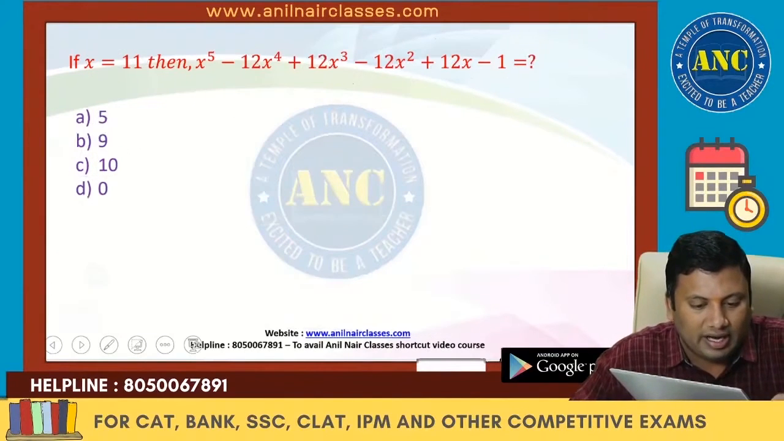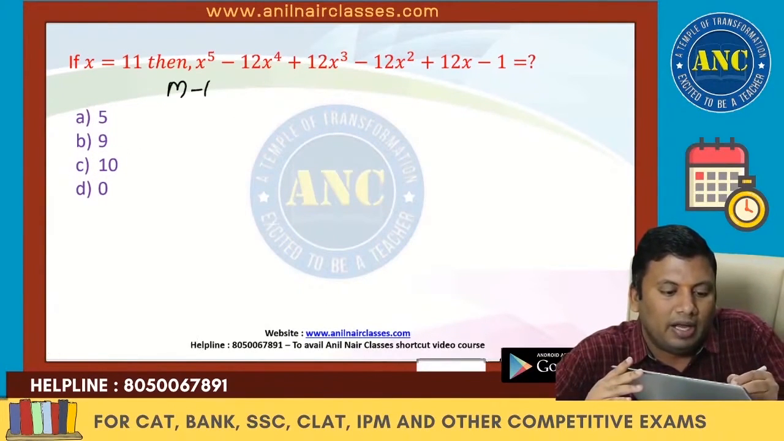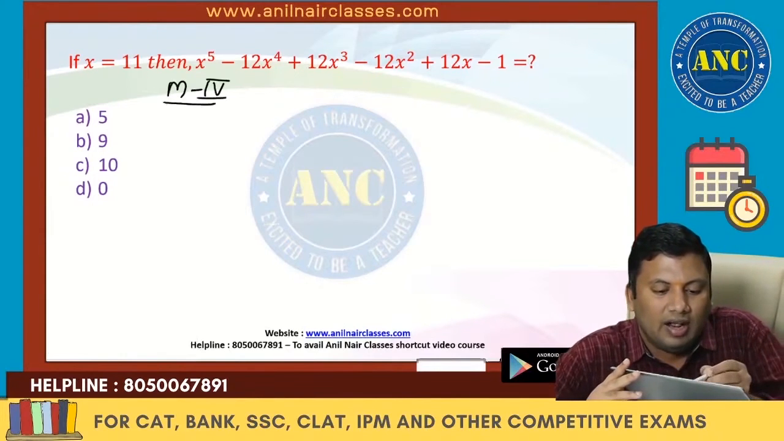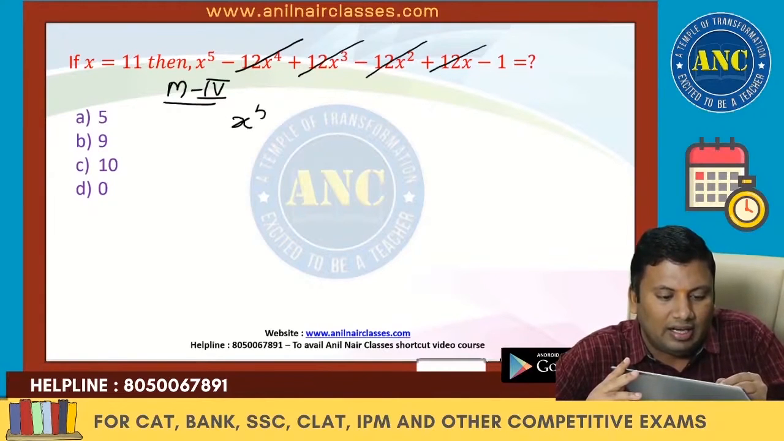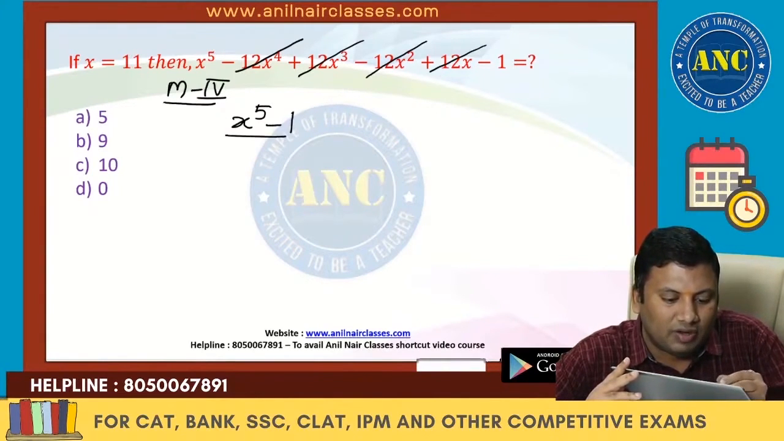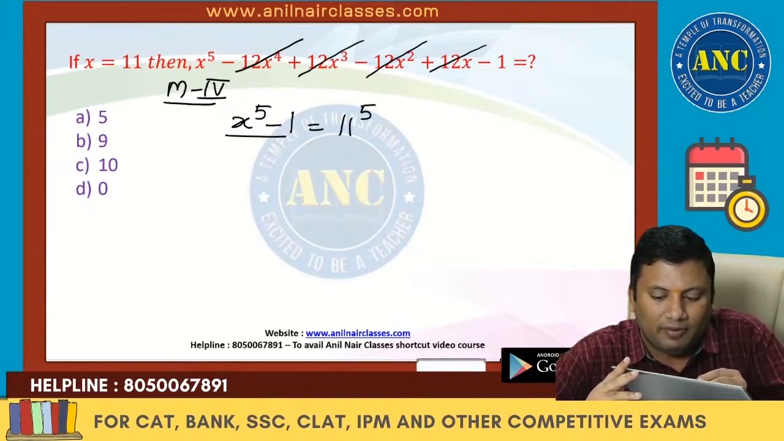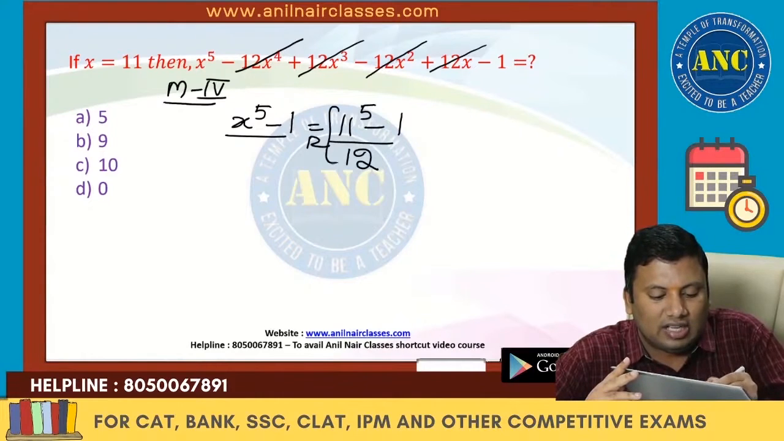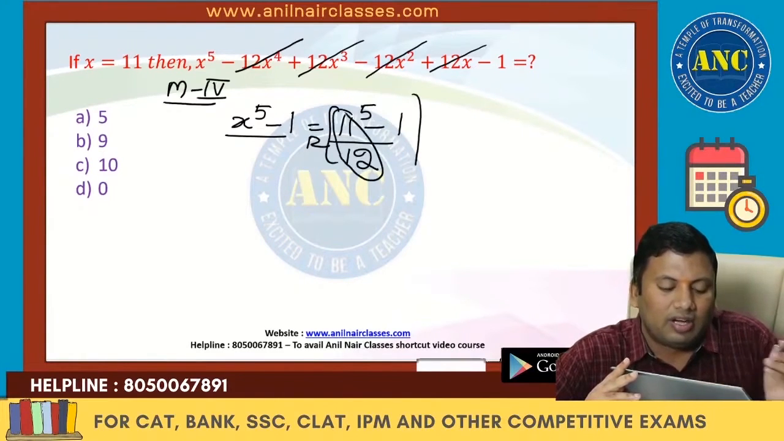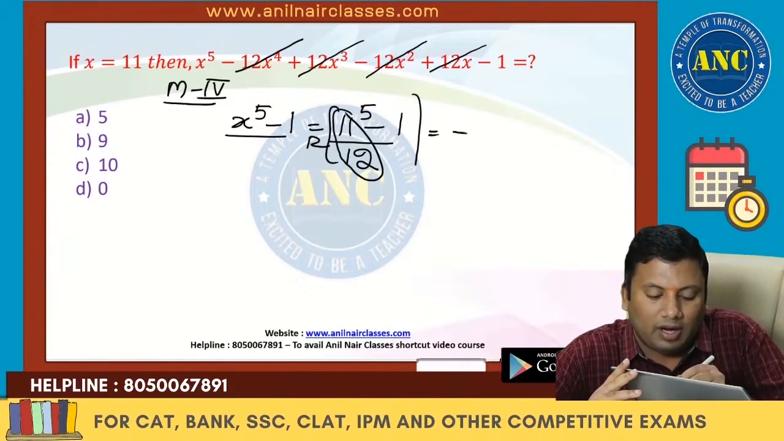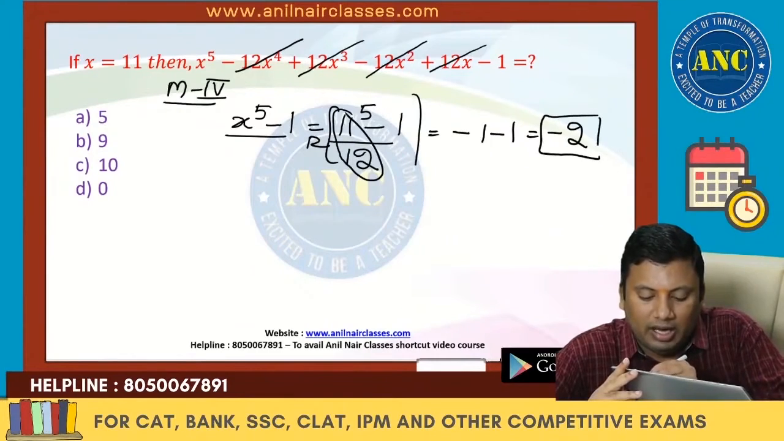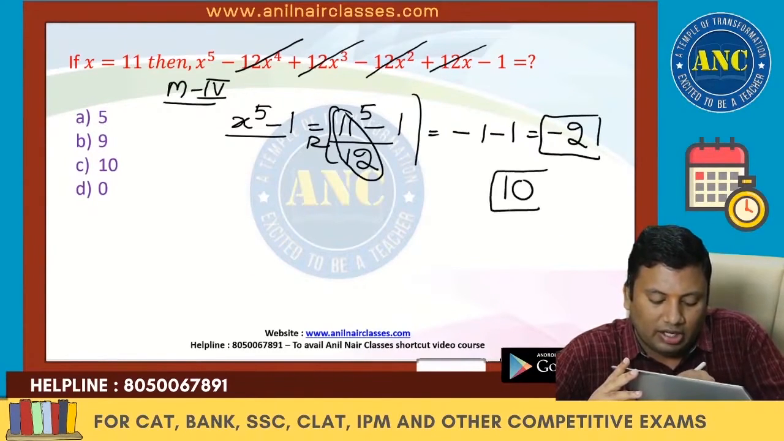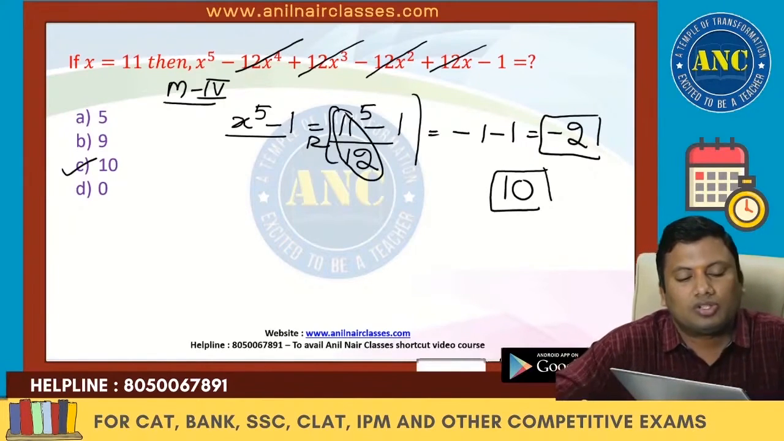Some other way of looking at the question: method number 4. Depending upon your practice, you take any method. Divisible by 12, divisible by 12, divisible by 12. Finally, it is nothing but x power 5 minus 1, that is 11 power 5 minus 1, divided by 12. If I divide by 12, what is the remainder? Let us see. 11, 12 ones are 12, minus 1. Minus 1 power odd is minus 1. Minus 1, minus 1, so it is nothing but minus 2. That means the positive remainder should be 10. Therefore, the answer is also nothing but 10.